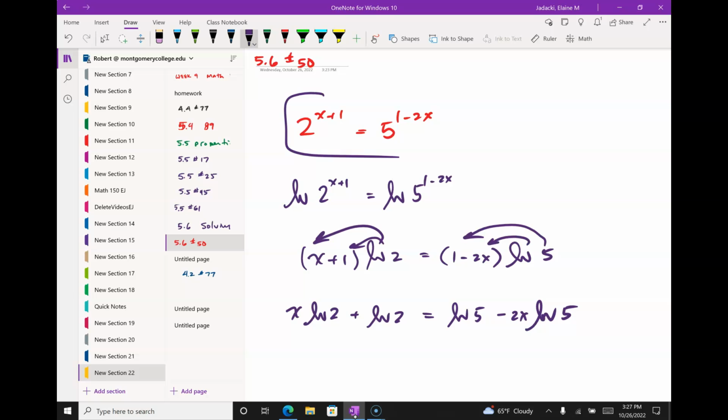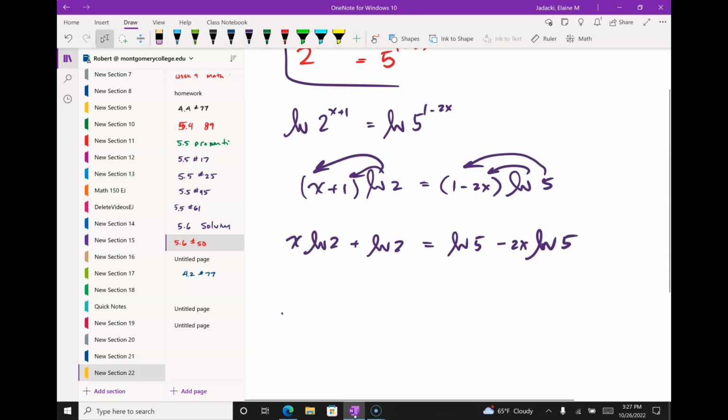What am I solving for? X. I want all of my x terms on one side with the minimum number of negatives. So I'm going to move my x terms to the left and my non-x terms to the right. Everybody with me there? ln of 2 is on the left, it's positive. I move it to the right, it becomes negative, right? Negative 2x ln of 5 is negative. If I move it to the left, it becomes positive 2x ln of 5, right?